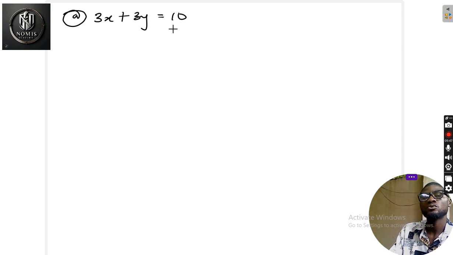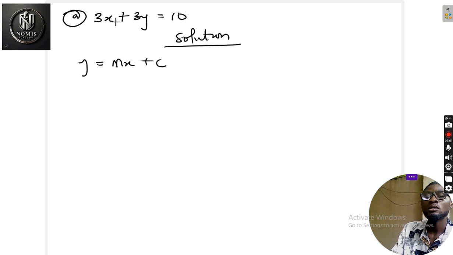So for us to get this done, let's dive into the solution. We must state the form of the equation of a straight line, which is y equals mx plus c. Because y equals mx plus c, the equation must be made to be in this form before we can locate our m and our c. So I will now take 3x plus 3y equals 10 and make y the subject of the formula.